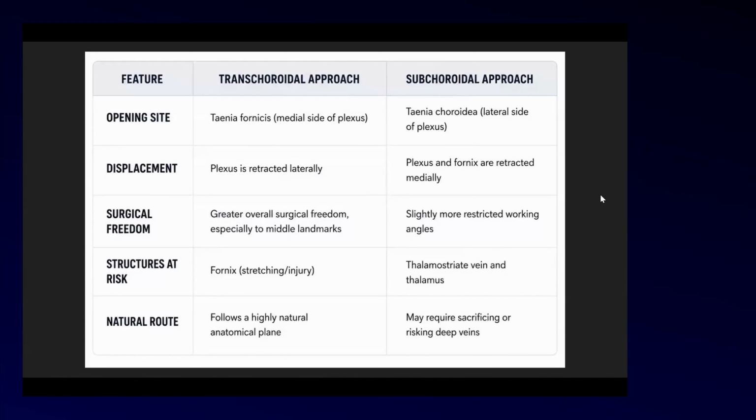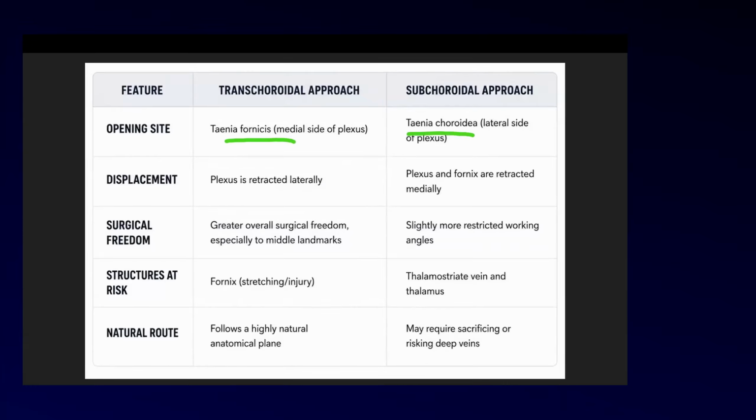This is a very quick comparison so that you can take away something from today's session. For the transchoroidal approach, the tinea fornicis, the medial side, is our go-to area. This is what we open. For the subchoroidal approach, we open the tinea choroidea or tinea thalami. It's the same thing, just different names of the same thing. For the transchoroidal approach, you retract the choroid plexus laterally. For the subchoroidal approach, you retract the plexus and the fornix medially.